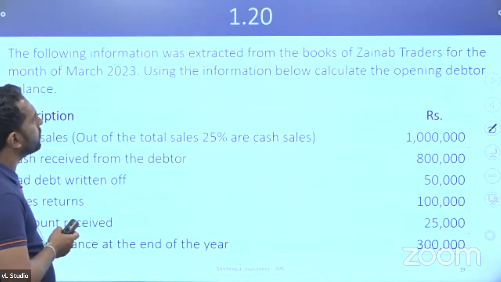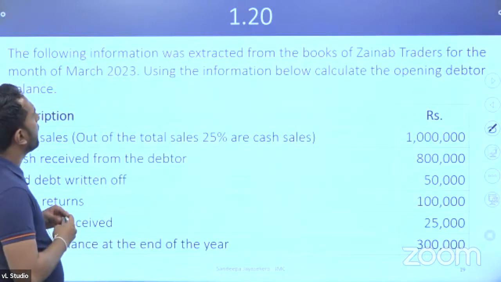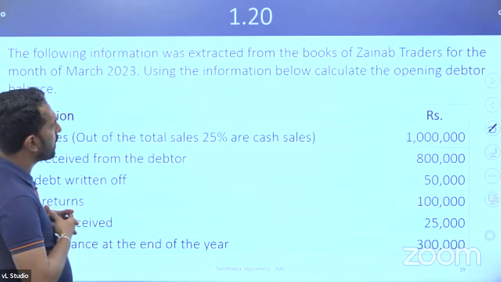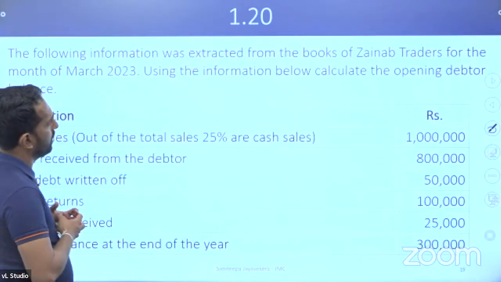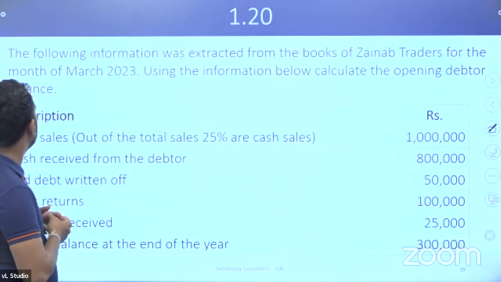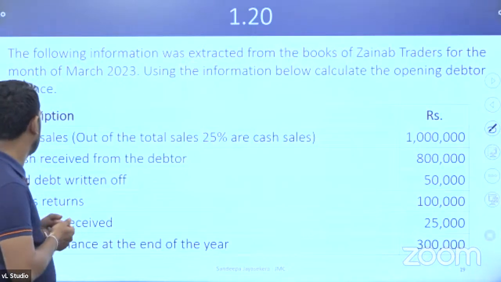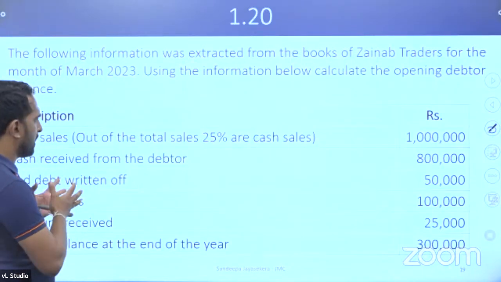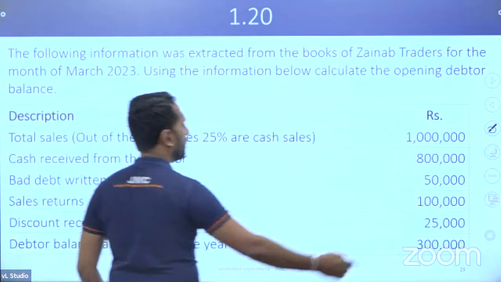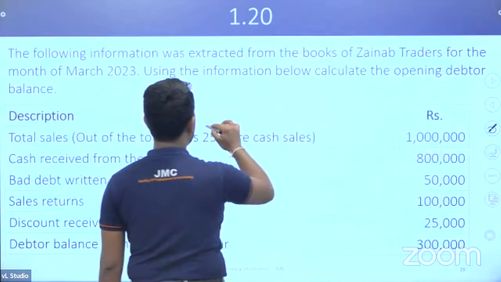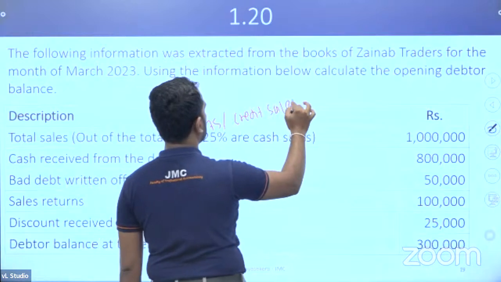Okay, we have come to the last question under the MCQ setup. The following information was extracted from the books of Sign-up Traders for the month of March 2023. Using the information below, calculate the opening debtor balance. Total sales 1 million. Out of total sales, 25% are cash sales. Then if 25% are cash sales, 75% is credit sales.